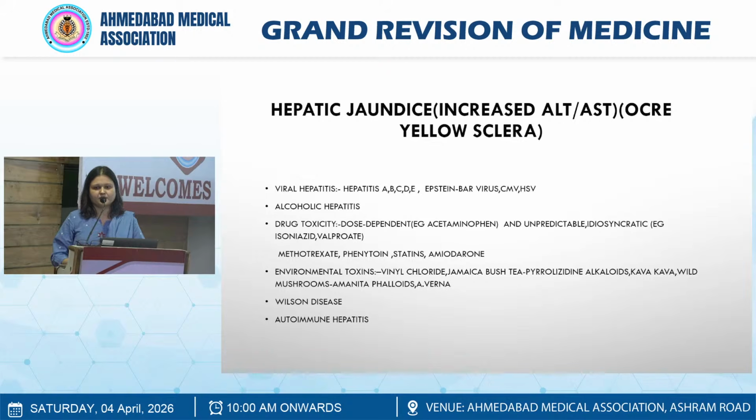Second is hepatic jaundice. In prehepatic jaundice, the enzyme LDH is raised, okay, while in hepatic jaundice, hepatic enzymes like AST and ALT are raised, and the patient has a mixed picture of bilirubin. Unconjugated and conjugated bilirubin both are raised.